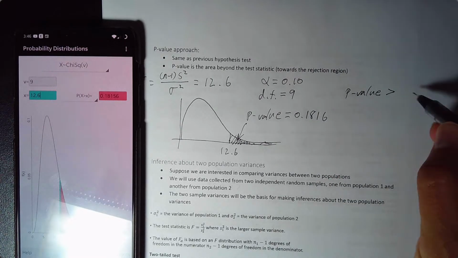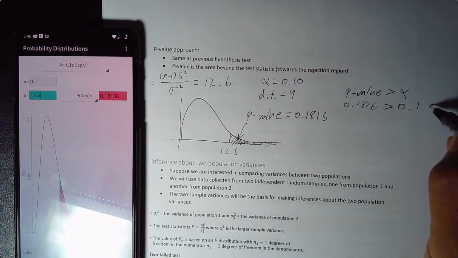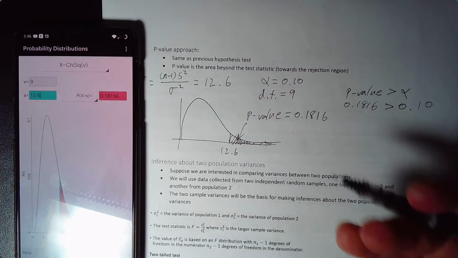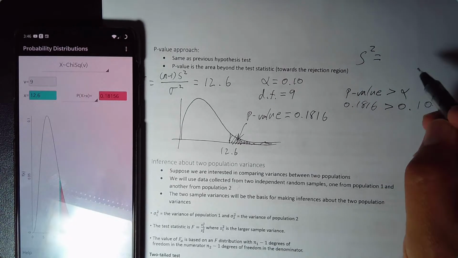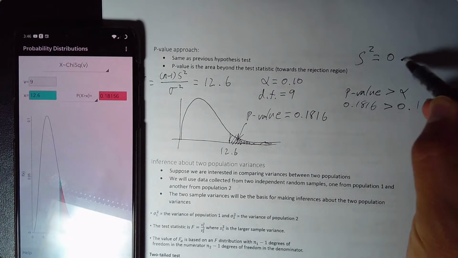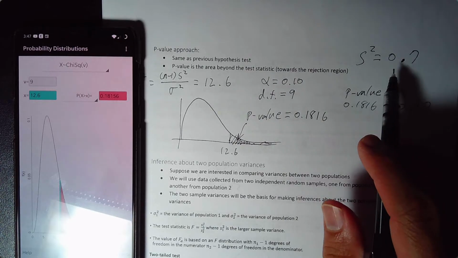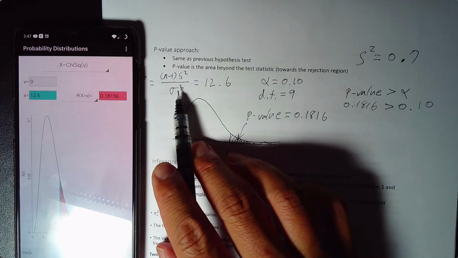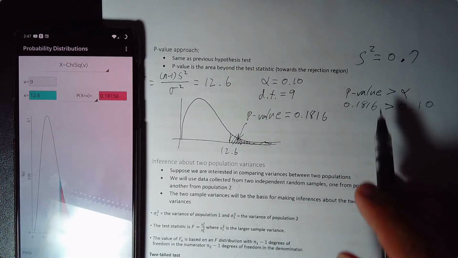Okay, all right, and so now we can see that our p-value is greater than alpha. 0.1816 is greater than 0.10. That means our observation. Now it's important to remind ourselves, what do we mean by observation? What do we observe? We observe in our study a sample variance of 0.7. The question is, is this an extreme value? Is this extreme? And when we say extreme, we're comparing it to the null hypothesis of 0.5. So just look on the previous page.